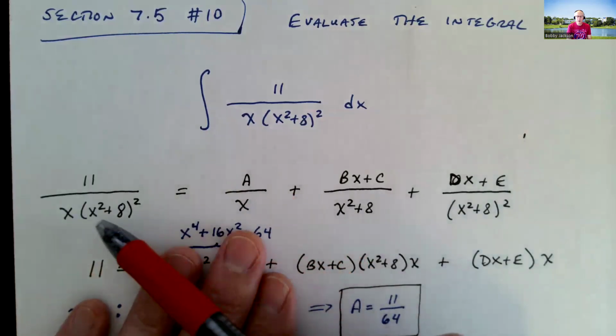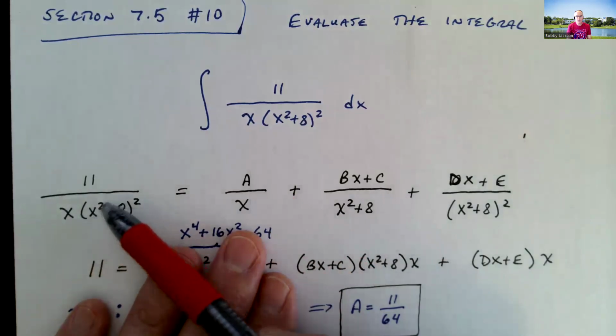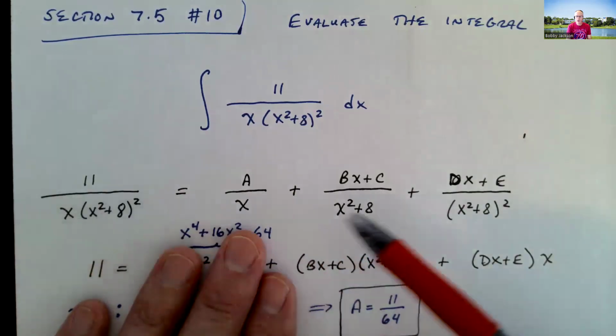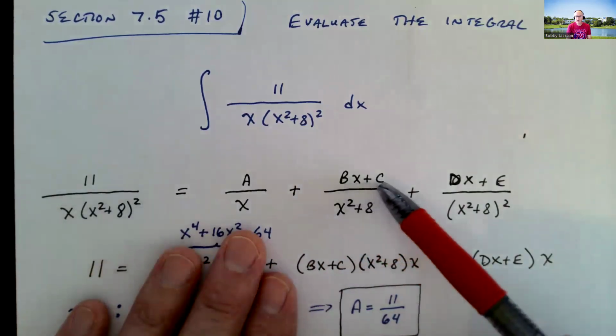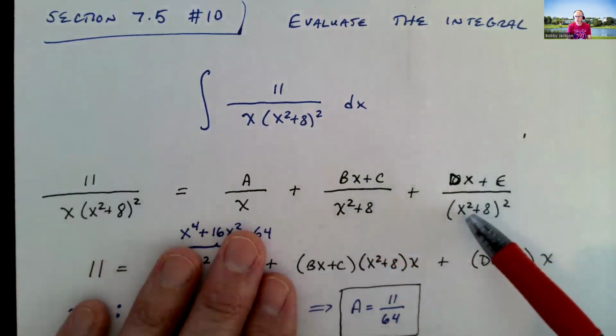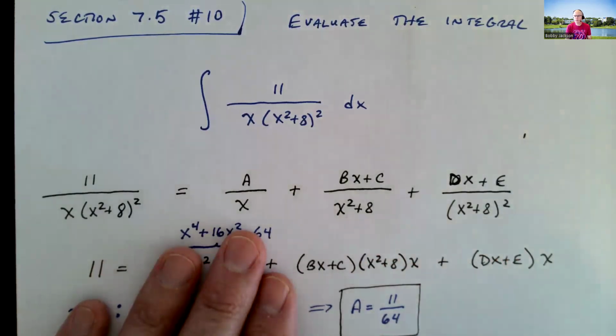over x. And then we have x squared plus 8 squared. Notice x squared plus 8 is prime. It cannot be factored further over the rational numbers. So we're going to have a couple of fractions because there's two of these quadratic factors. First one, notice we've got a linear term up top that we have to figure out over x squared plus 8, and then plus another linear term over x squared plus 8 quantity squared.